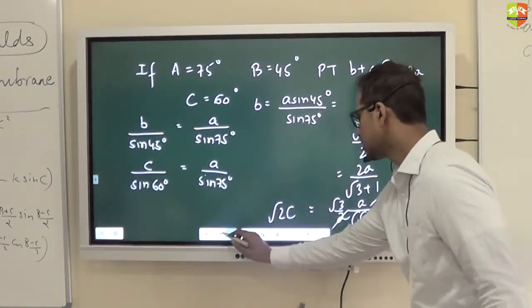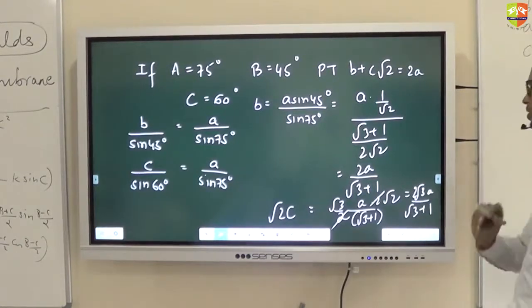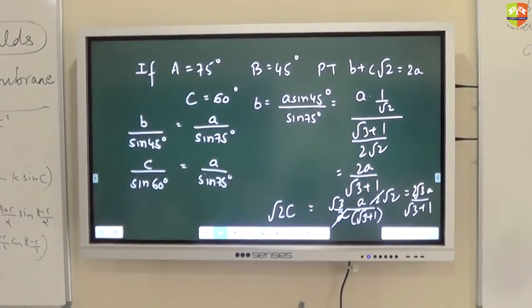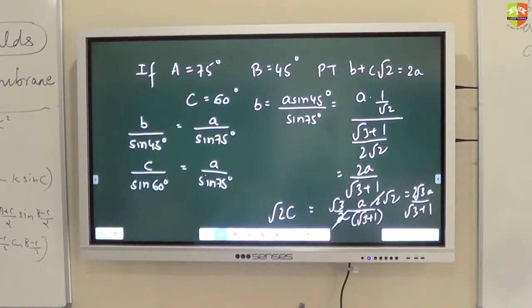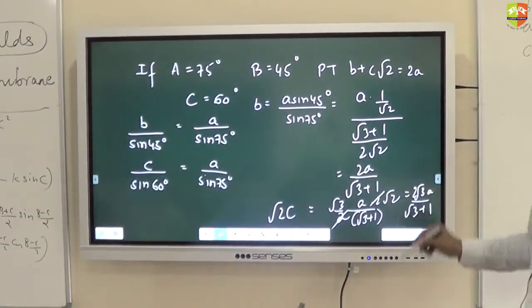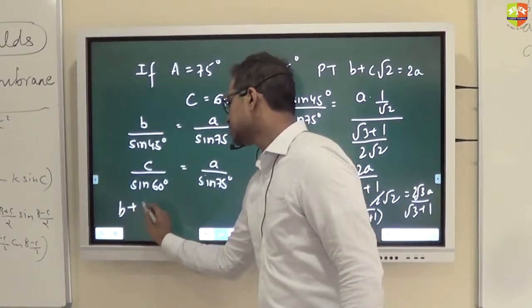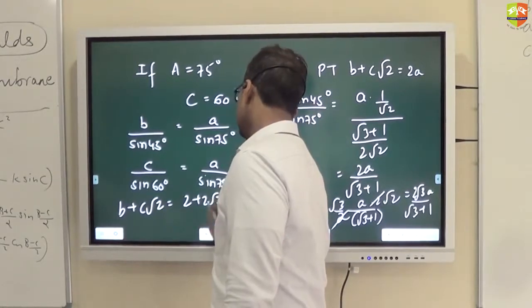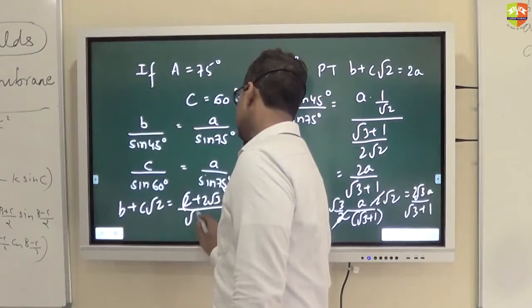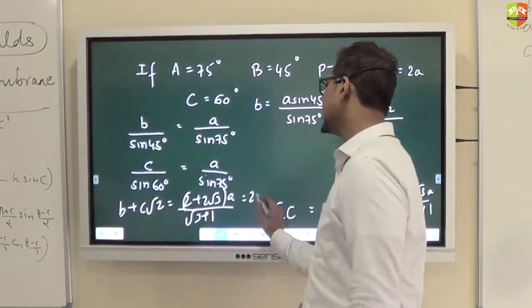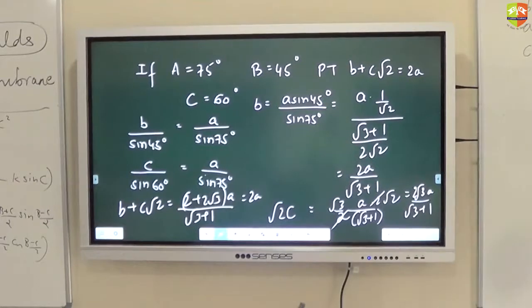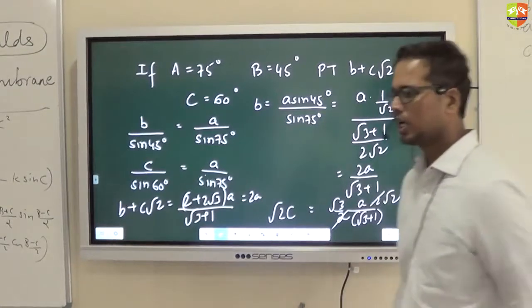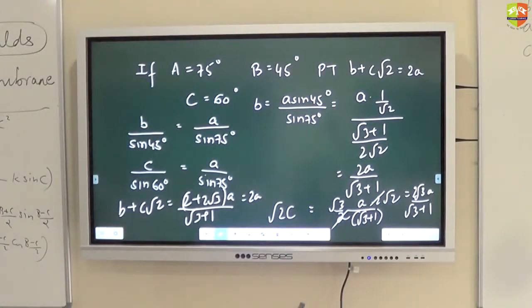Sir, if everything is equal to k, then you can just say k sine is equal to b. Now if you add these two, we can clearly see that b plus c root 2 will be 2 plus 2 root 3 a by root 3 plus 1. Take 2 common, you will get 2 a. Easy problem. Let's slightly increase the level now. Copy it.